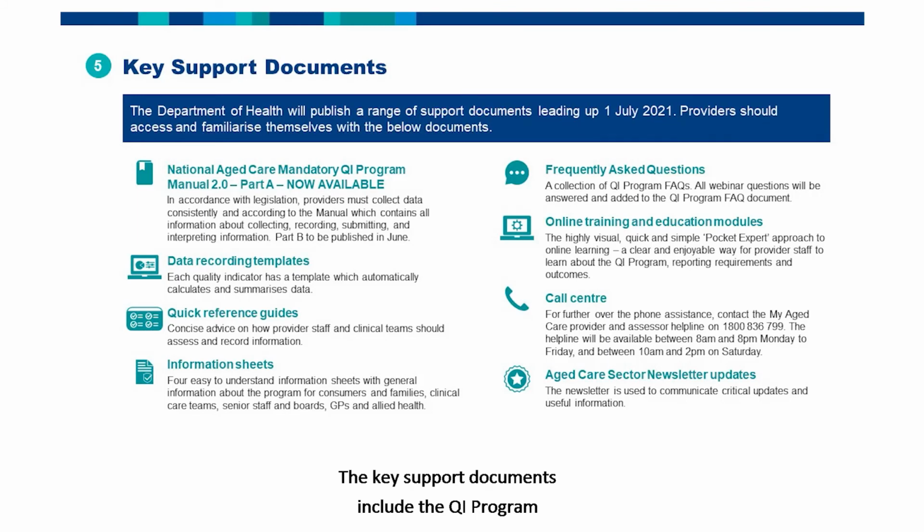So the key support documents include the QI Program Manual 2.0 Parts A and B. In accordance with legislation, providers must collect consistently and according to Part A of the QI Program Manual, which contains detail about collecting, recording, submitting, and interpreting information. Part B of the QI Program Manual will provide a collection of the best practice tools to support providers to engage in continuous quality improvement. Part A is available now, and Part B of the manual is to be published in June 2021.